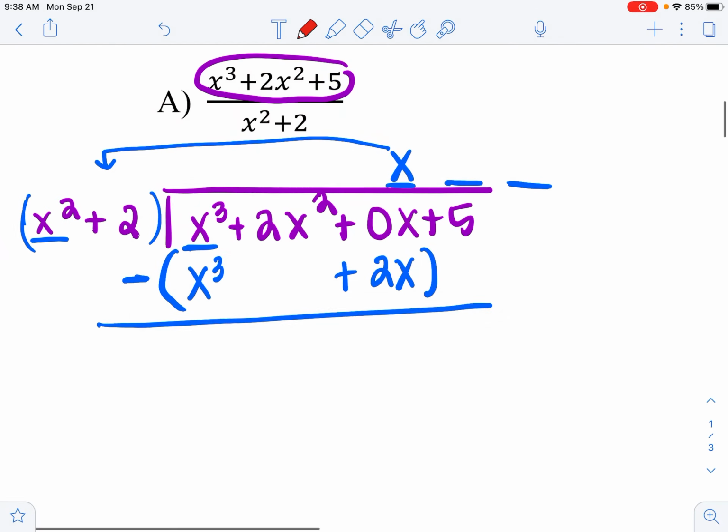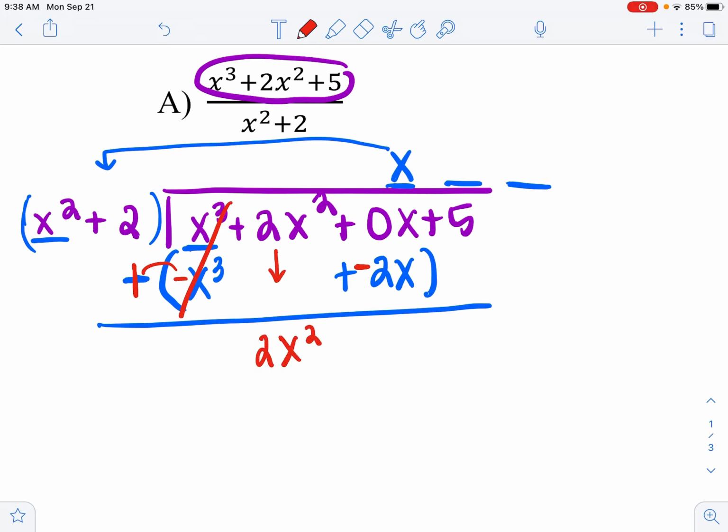Once I'm ready to subtract everything, realize I don't like subtracting, so I'm going to change it to addition and just distribute the negative. All right, x cubed minus x cubed is gone. There's no x squareds plus 2x squareds, which is 2x squared. 0x plus a negative 2x, which is minus 2x. And then bring down this plus 5.